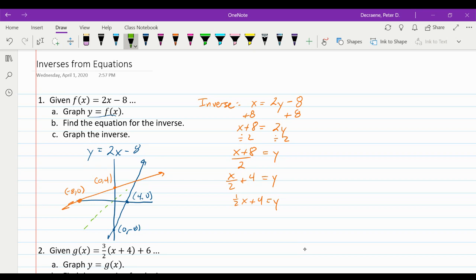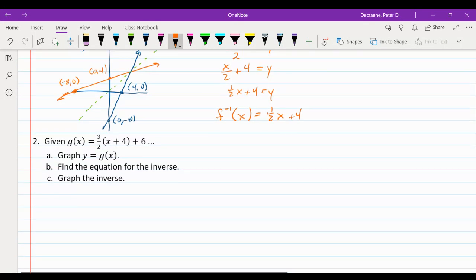And we can also see that the graphs are symmetric across the line y equals x. If we want to be really fancy about functions, we can call this new function f inverse of x equals 1/2 x plus 4. That tells you that this function is the inverse of the original one. That negative 1 means f inverse.